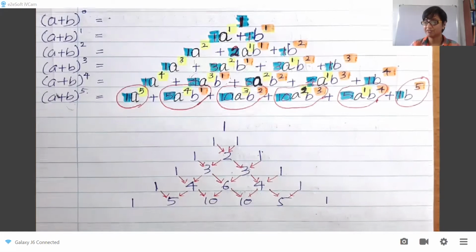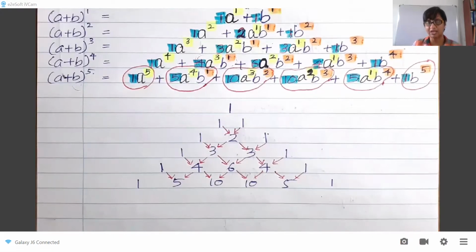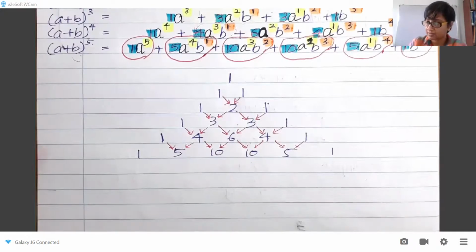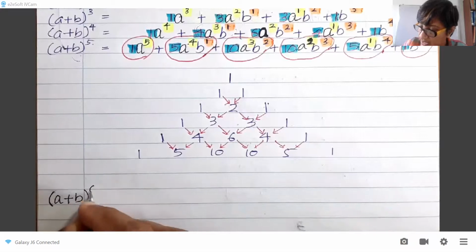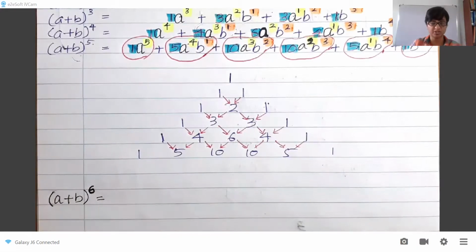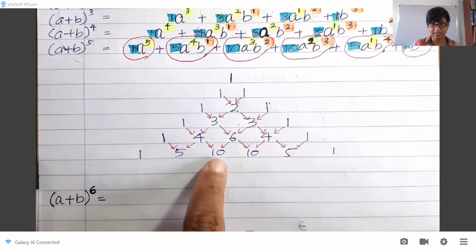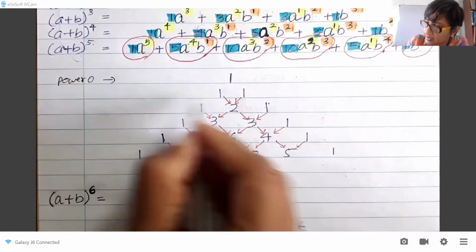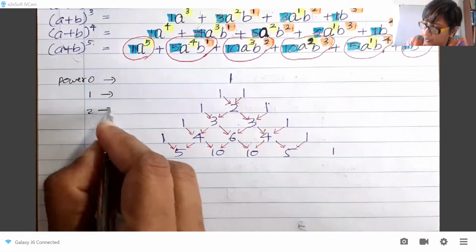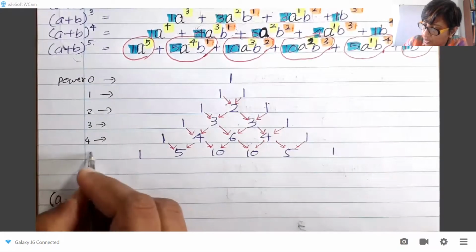Now, just by thinking of these patterns that we saw, let's try to do (A plus B) to the power of 6. Let's try to write this. You tell me how I should start. First thing, let's find out the coefficients of the terms using the Pascal's triangle. Now, this is for power 0. This is for power 1. This is for power 2. This is for power 3, power 4, power 5.